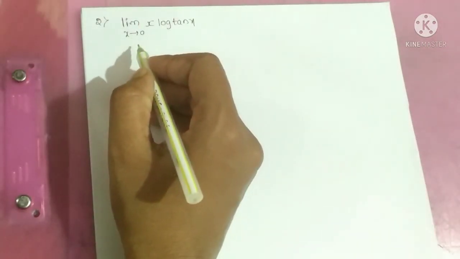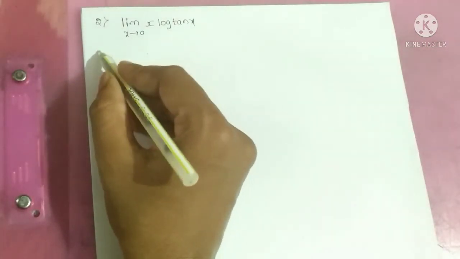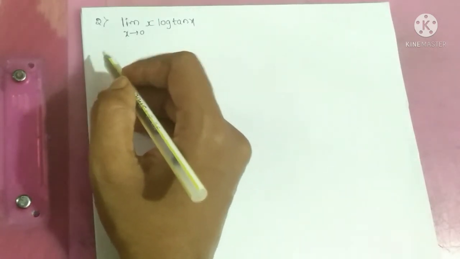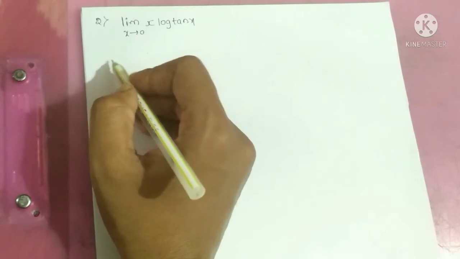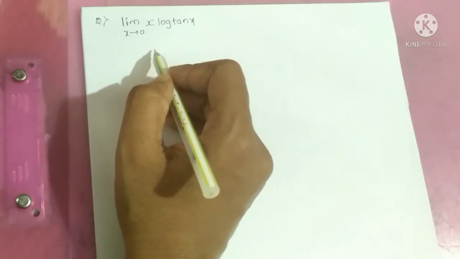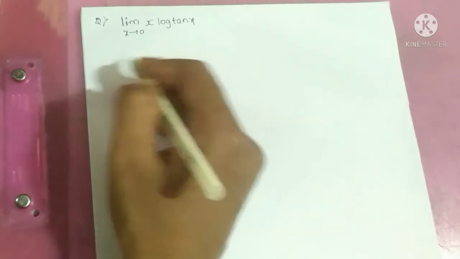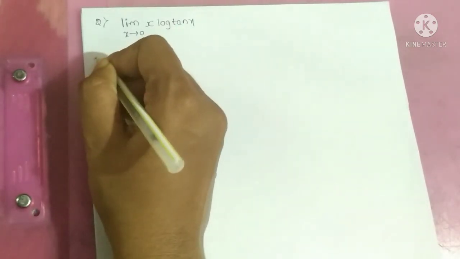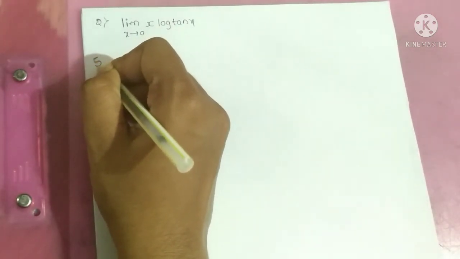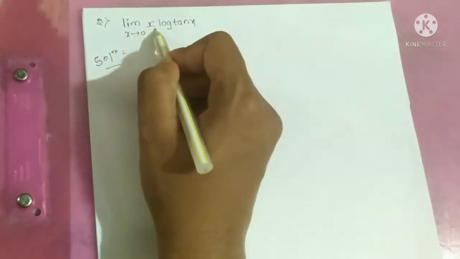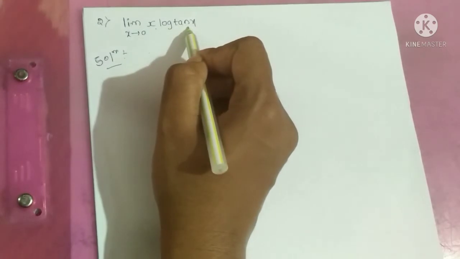Hello students, in the previous class we had learnt about the L'Hospital rule of type 3 and we have known the working rule, how to solve if we have 0 into infinity form or infinity minus infinity form. Today let's learn a few more problems on this. Observe this problem. The given problem is limit x tends to 0, x log tan x.